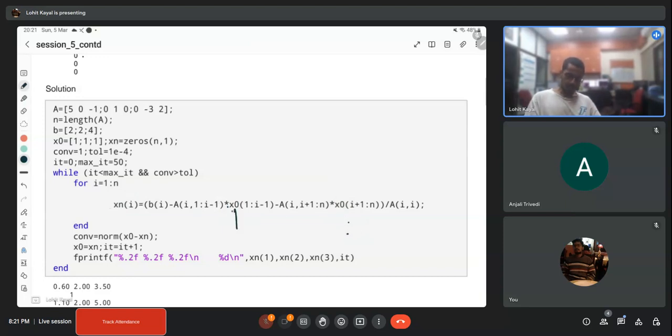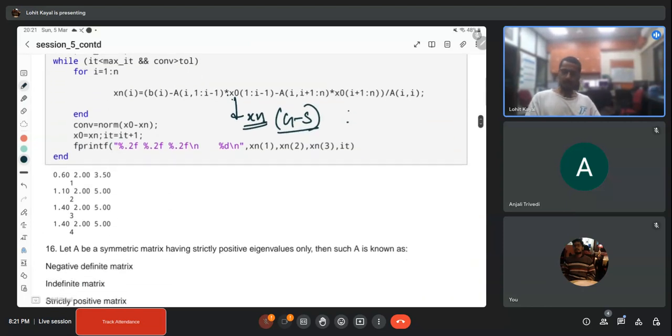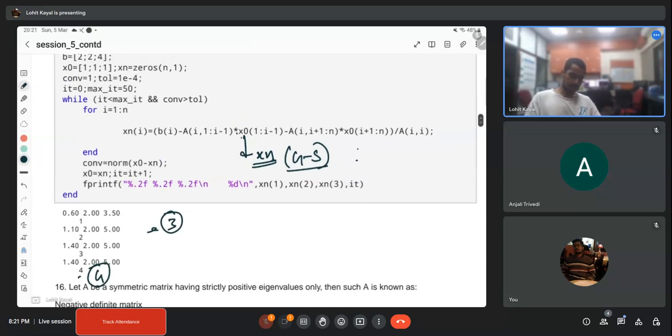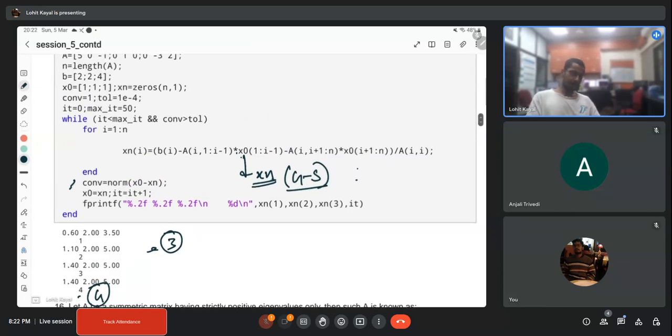Only in case of Gauss-Seidel we use this xn here. In case of GS, the other steps are exactly the same. Previously we were getting the result at three iterations. Here I am getting it at four iteration steps, and other things are exactly the same. Only this step is a little different.